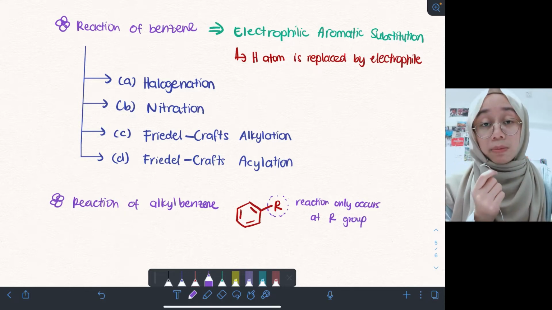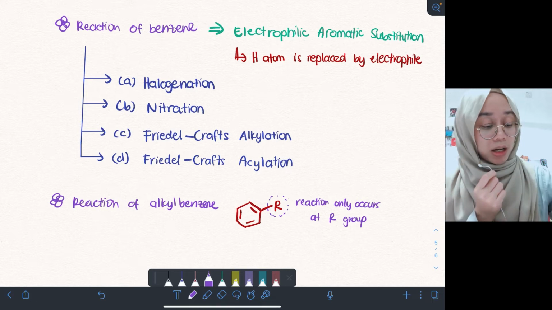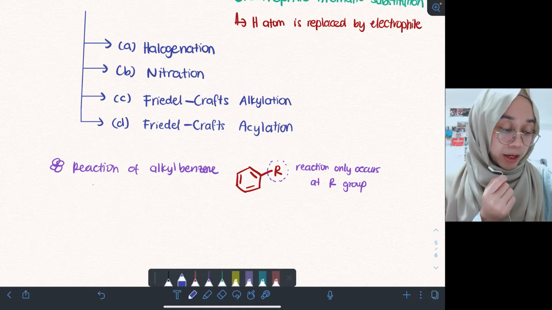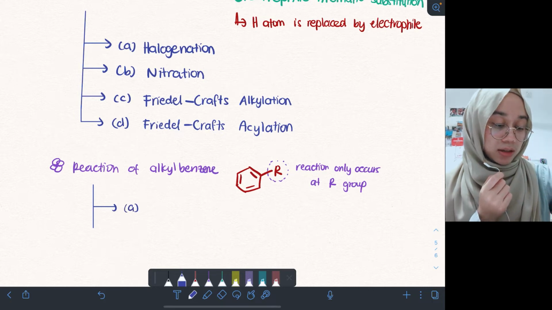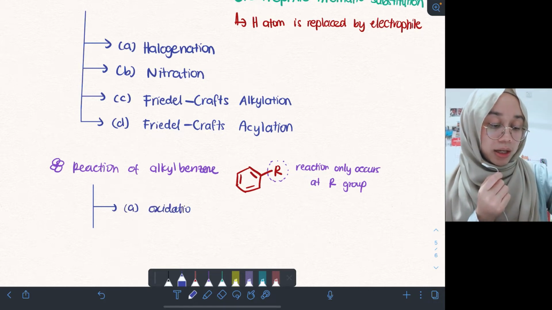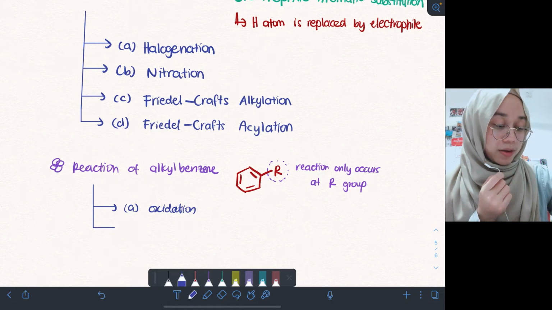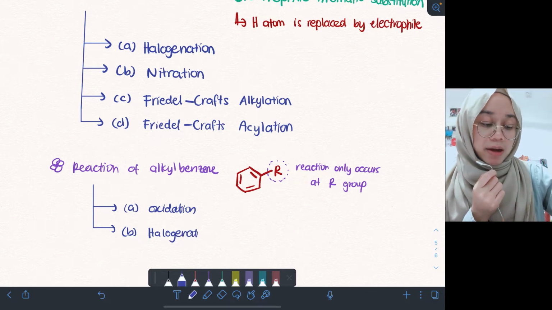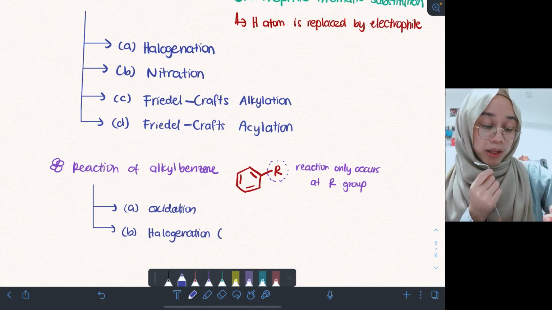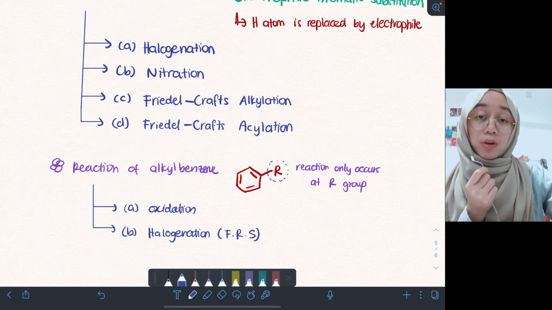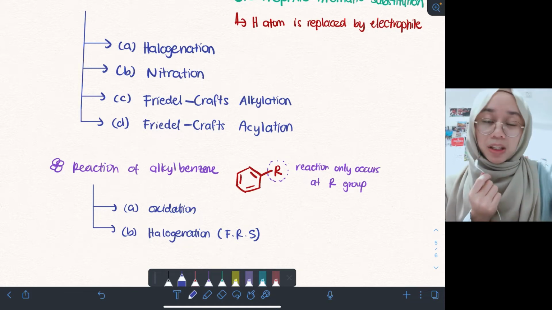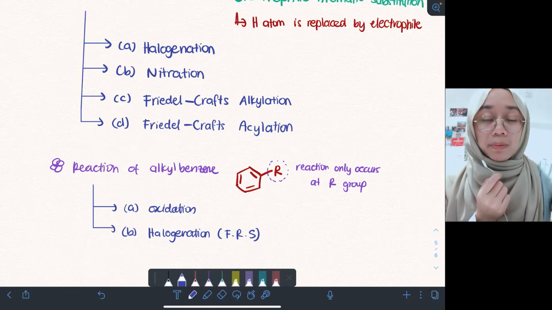Kalau untuk alkyl benzene lah, depends dengan dia punya reagent juga. So in this case, untuk reaction of alkyl benzene pula, dia terbahagi kepada dua. The first one is oxidation, and then second one is something that you have actually familiar with, which is halogenation. Tapi halogenation ni adalah very similar to the one yang kita belajar dekat alkane punya topik, which is free radical substitution. Sebab dia cuma kacau dekat bahagian alkyl saja. So konsep dia sama sebenarnya dengan konsep yang kita belajar dekat chapter alkane.